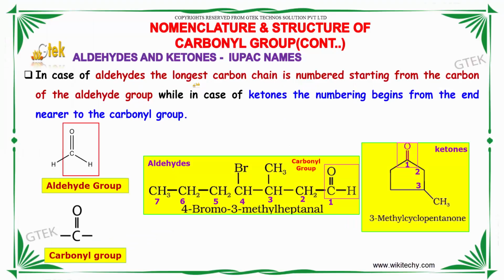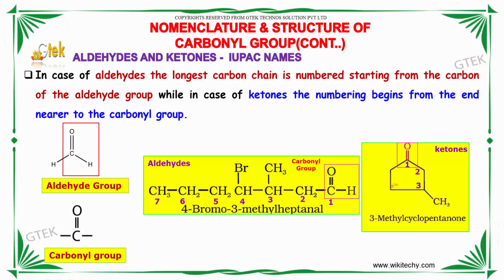In case of aldehydes, the longest carbon chain is numbered starting from the carbon of the aldehyde group, while in case of ketones, the numbering begins from the end nearer to the carbonyl group. For example, this is the first carbon. This is the carbonyl group. So the numbering goes on from here.